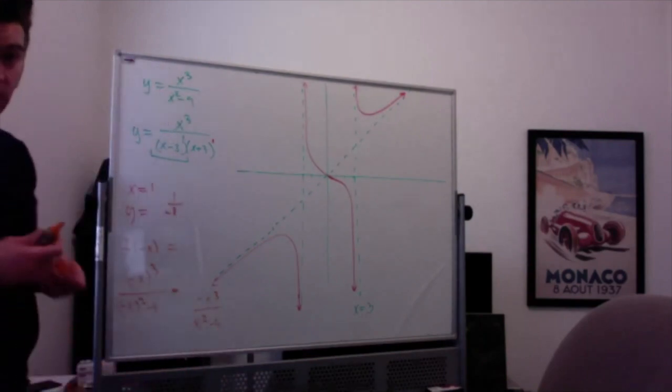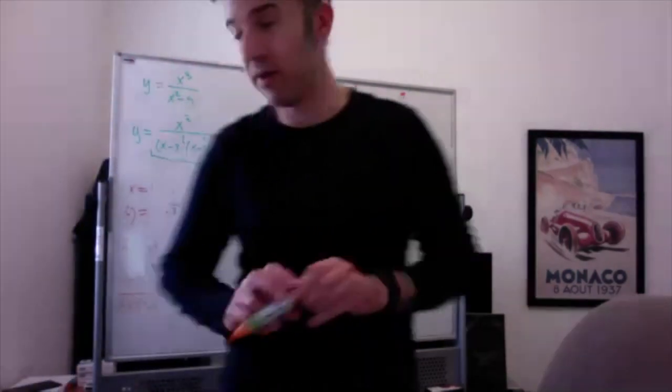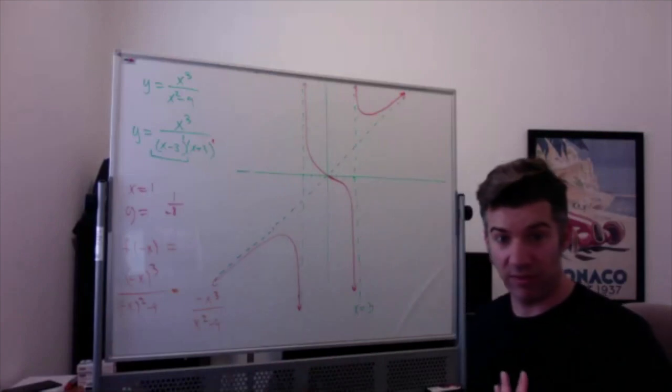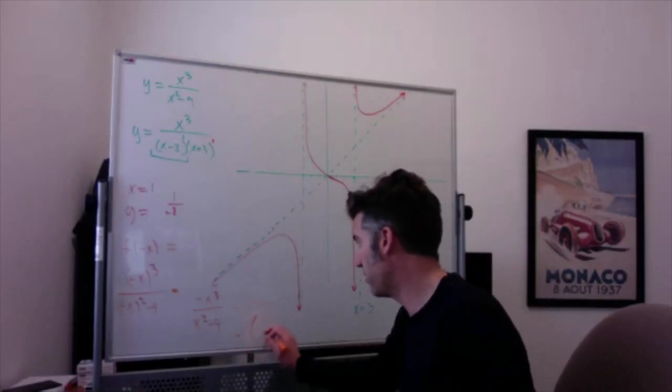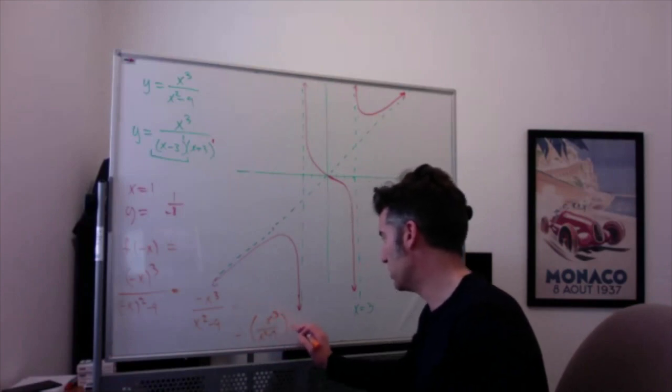And although that's definitely not the function that we started with, it is equal to the negative of the function we started with. This is definitely equal to negative x cubed over x squared minus 9, which is negative f of x.